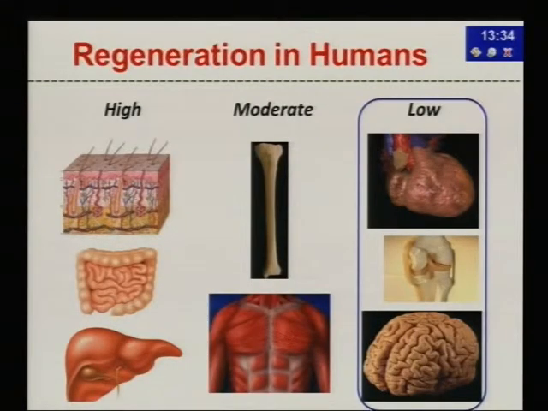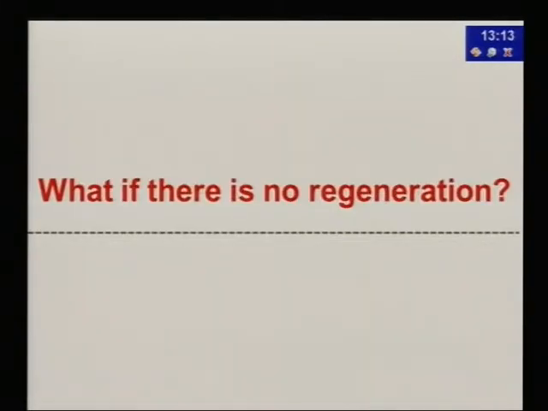If we see the level of regeneration in humans, you can divide it into three categories: high, moderate, and low, and brain is coming into the third category. Although it has a few pockets of resident stem cells, they are not that active when the person reaches adulthood. So if we think that there is no regeneration, what happens?